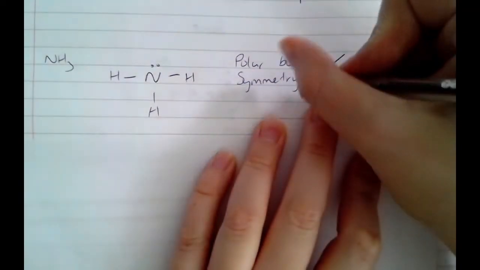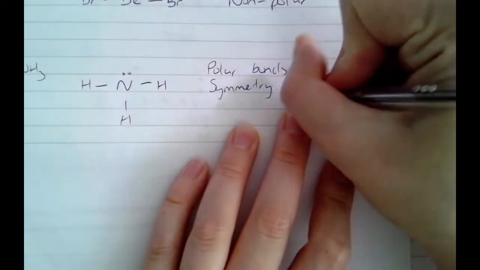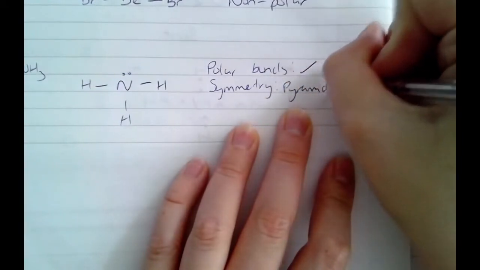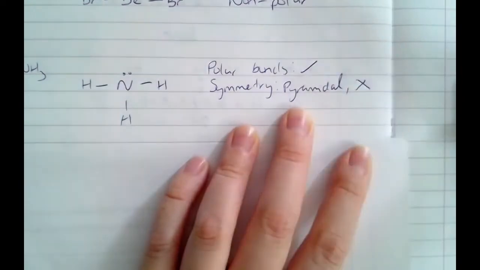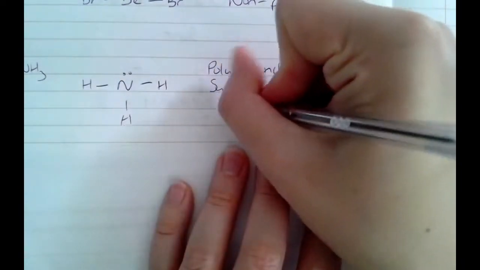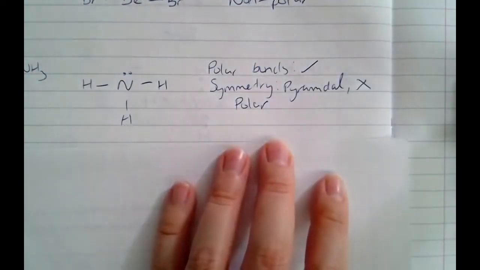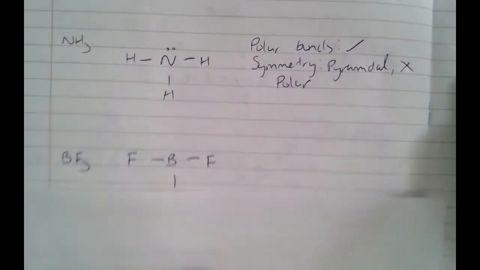If it's got 3 bond pairs and 1 lone pair, the shape is pyramidal. As I mentioned above, shapes that have lone pairs are not symmetrical. So I do not have symmetry. If I do not have symmetry, the dipoles do not cancel and it's a polar molecule overall.